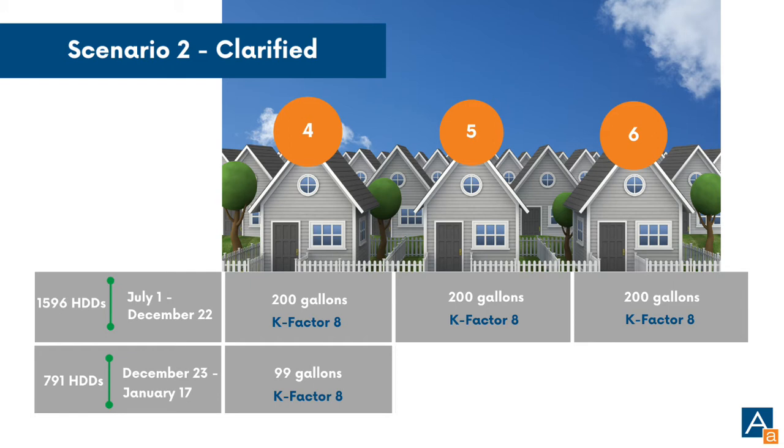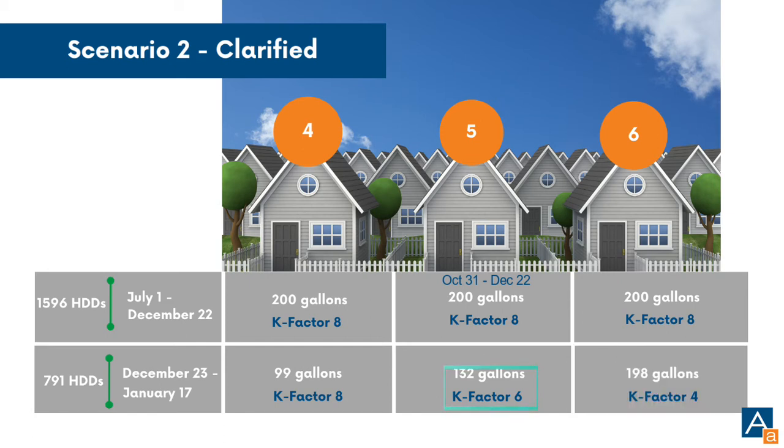During the days of December 22nd through January 17th, the 791 heating degree days caused consumption of 99 gallons because that house did have a K factor of 8. Home 5 has a K factor of 6, but didn't turn on their heating system for the winter until October 31st, therefore consuming 200 gallons from then until December 22nd. From December 22nd through January 17th, their K of 6 resulted in consumption of 132 gallons.